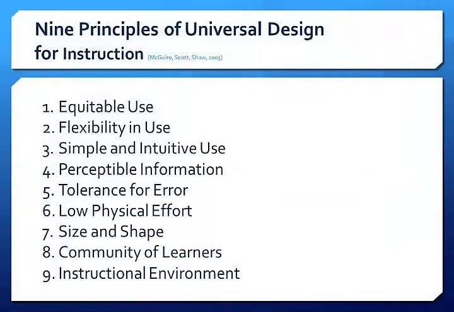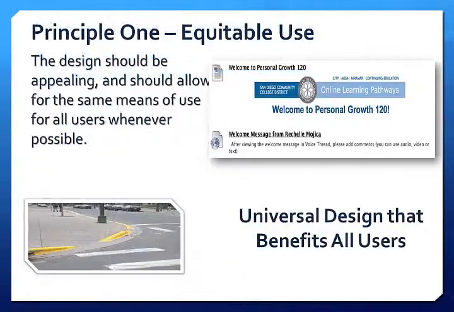So we'll quickly go over the 9 principles of universal design for education. First is equitable use. The design should be appealing and should allow the same meaning for use of all students whenever possible. I included an image of my welcome message. Every one of my online classes includes a welcome message. The students know: start here, welcome, here's a little bit about me. It's like a virtual orientation.